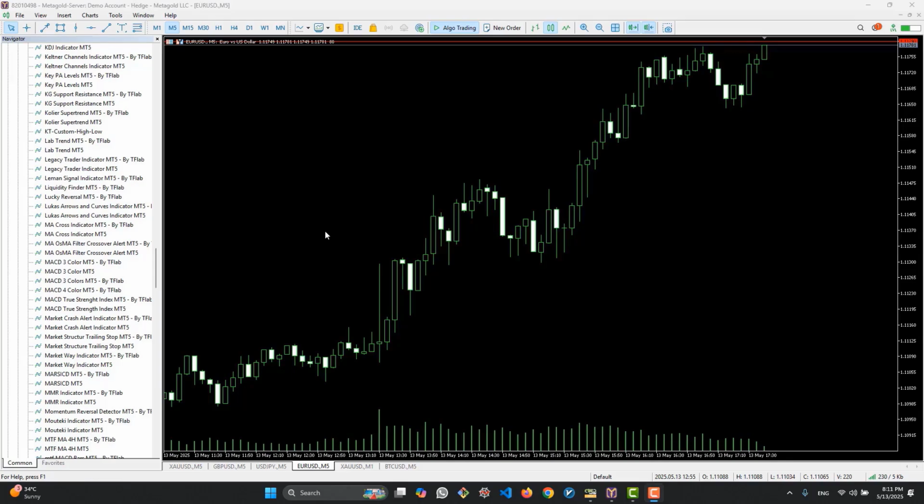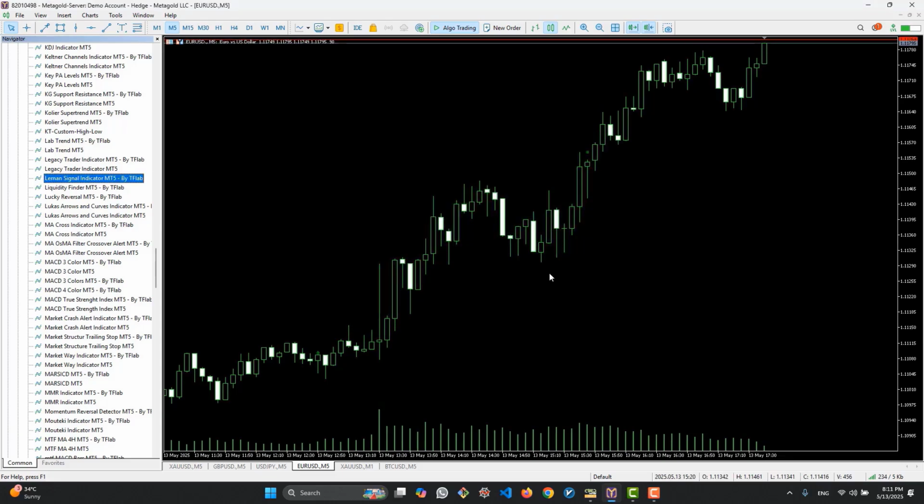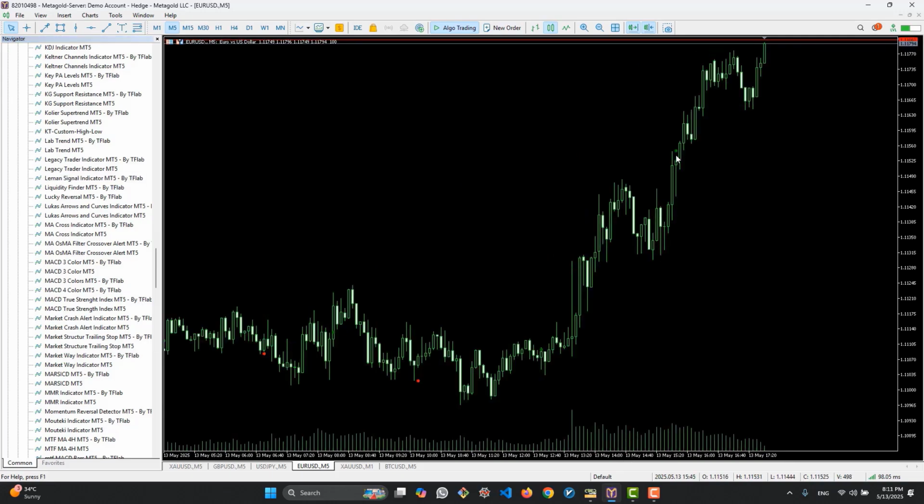Hello, in this video I will be reviewing the Leman signal indicator on the MetaTrader 4 and MetaTrader 5 platforms. This indicator displays buy and sell signals on the chart based on the current price action. It displays buy signals with green dots and sell signals with red dots.